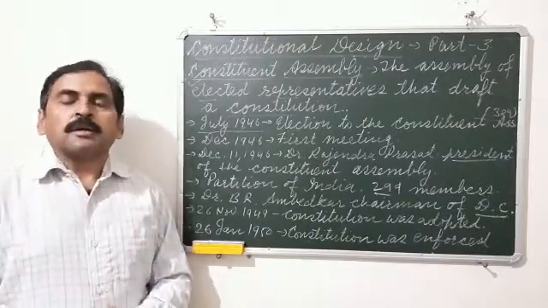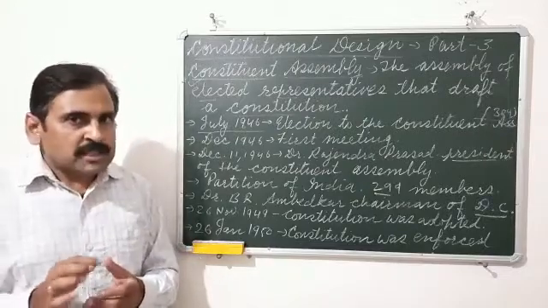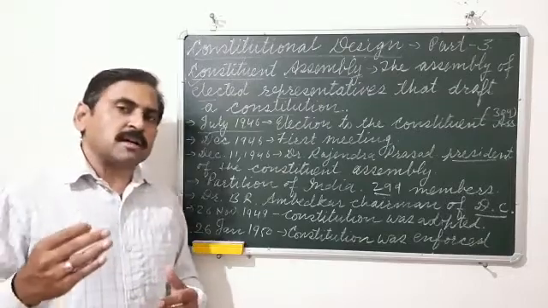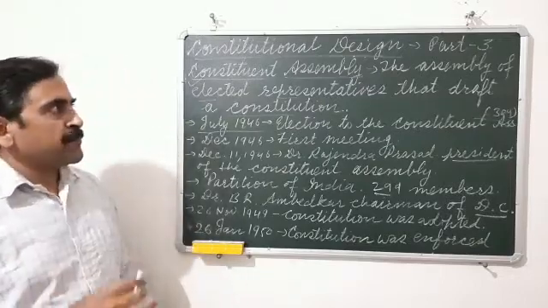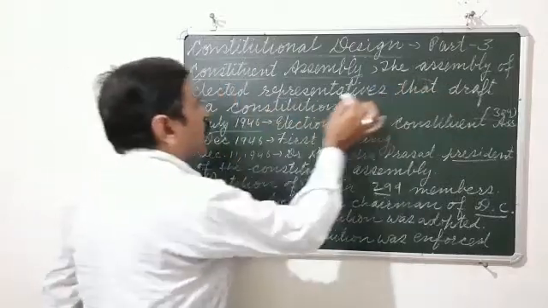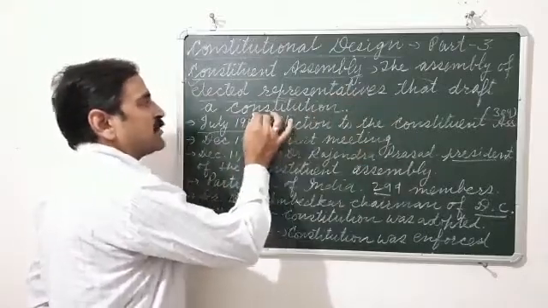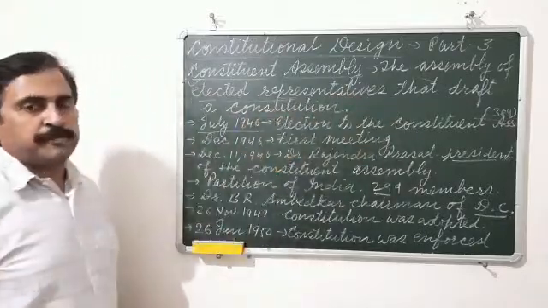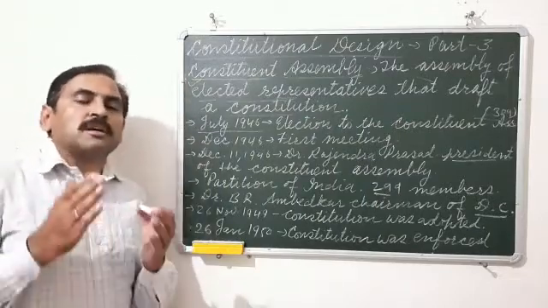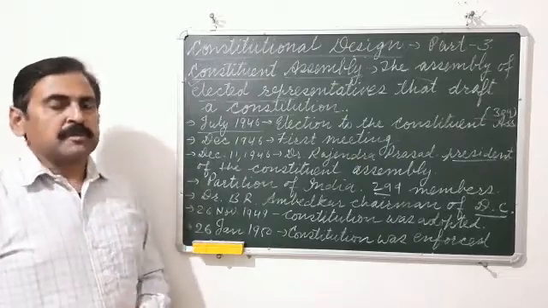First of all, to draft the Constitution, a Constituent Assembly was formed. Now, what is a Constituent Assembly? A Constituent Assembly is the assembly of elected representatives that drafts a constitution. So, for drafting the Indian Constitution also, a Constituent Assembly was formed.